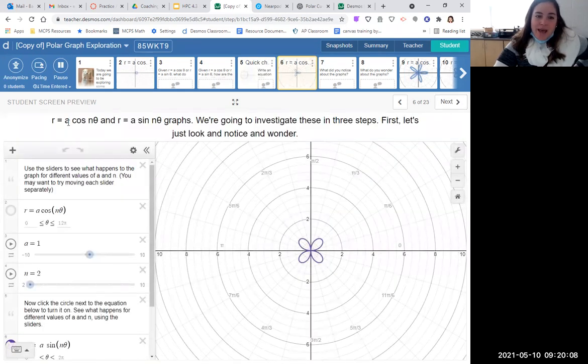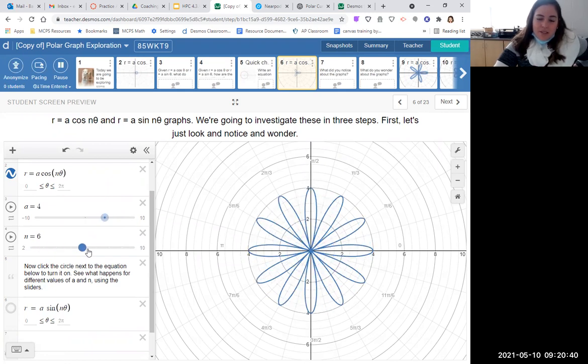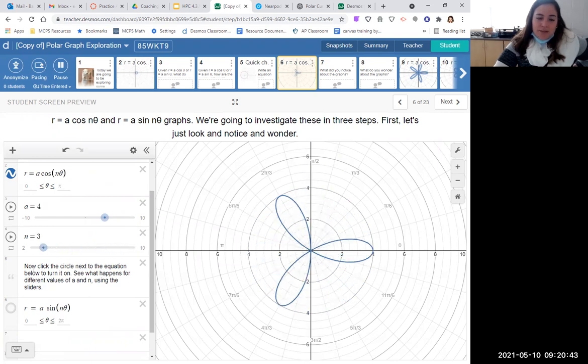All right, so now that we know that A is basically the diameter or the stretch of the graph, we're going to add another parameter to it, which is N. Sometimes people call it K or something else, but for this activity, we're going to call it N. So here we have our cosine of N theta, and then we also have sine. You can still slide A and see what's going on. But I want you to also slide N, see what happens. See what patterns you might notice as you slide it.